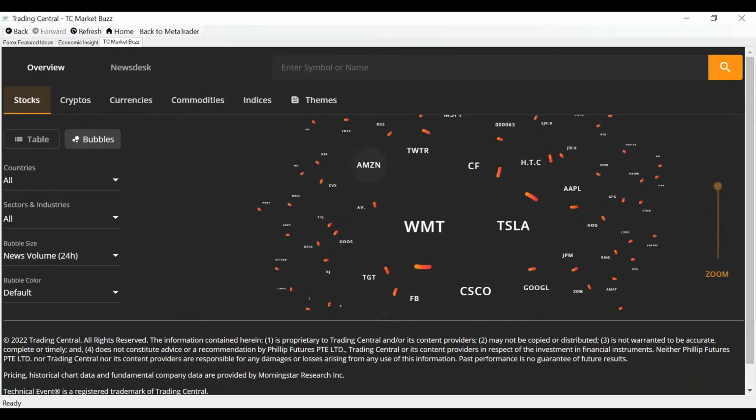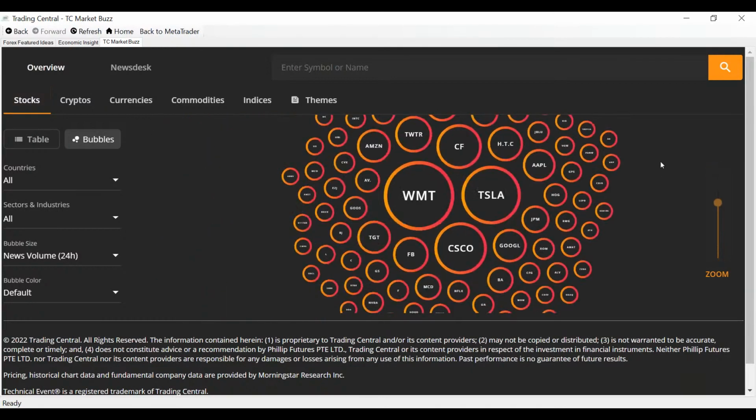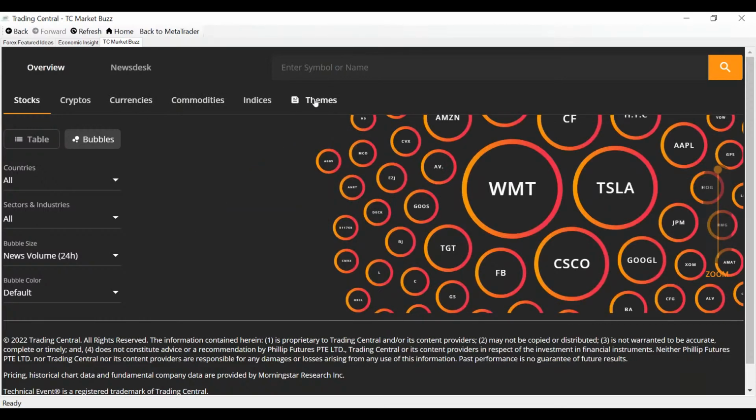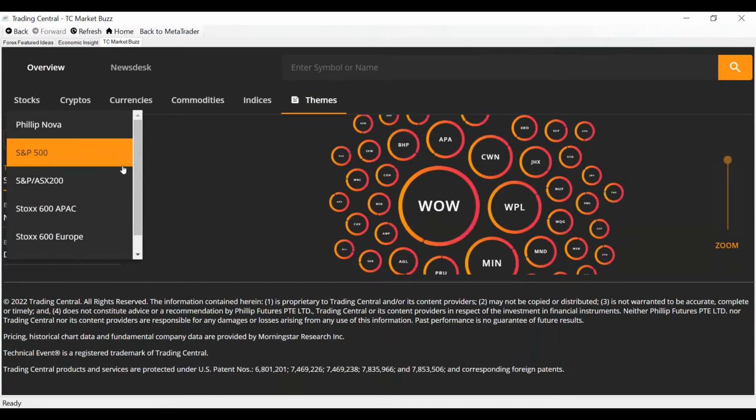So you can go to stocks. Just to explain what this means, this is called Market Buzz, right? All you see here, each of the individual bubbles actually means a single contract. The bigger the bubble, the more buzzing it is. And how they define buzzing is by the news volume that they've been able to detect on the internet. Okay, so you can go to various kinds of asset classes here. And what I'd like to show you is these themes here, where we highlight a specific watch list, the watch list that you look at.